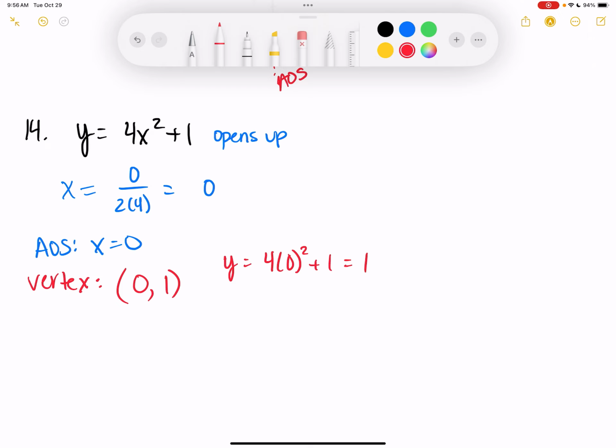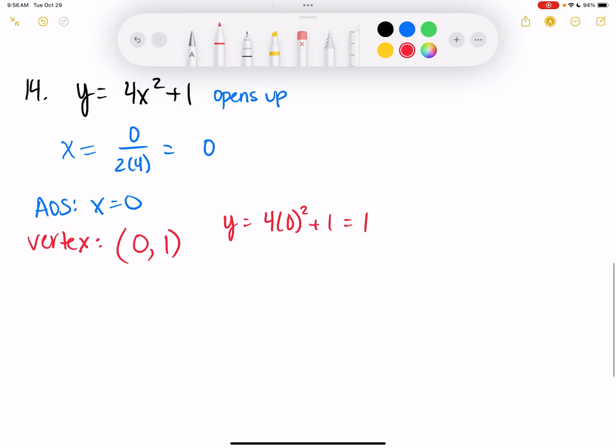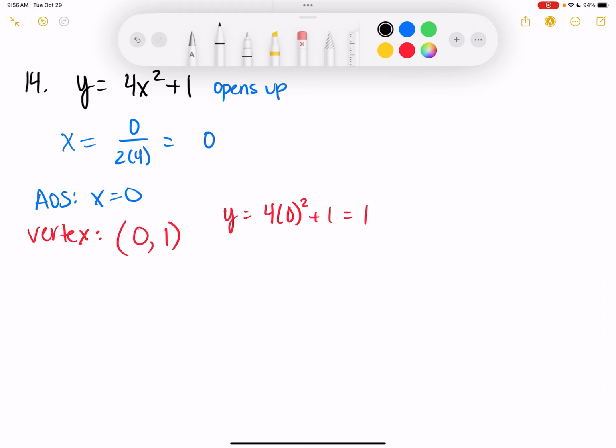Now, if you don't show the work for this, that's fine. But if you get it wrong, I can't give you partial credit. But I trust that at this point, you can easily plug in a number and solve for it. So what do I do now? You got it. Graph it.